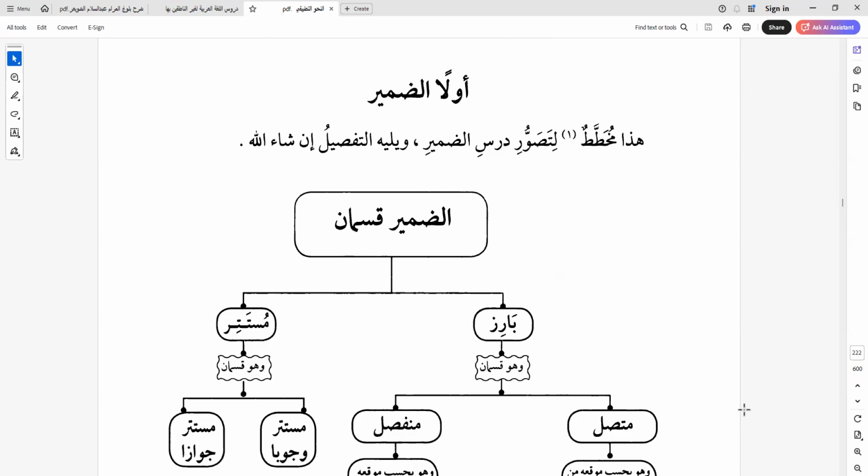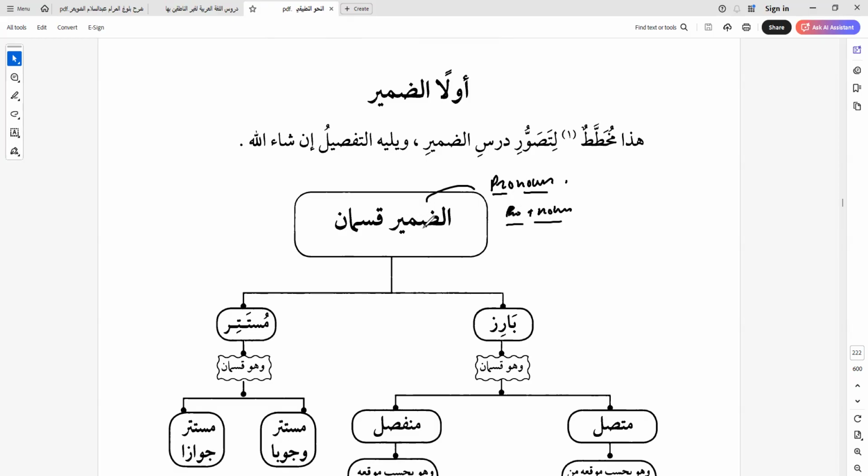But before we do, the writer would like us to look at this مخطط, this diagram. أولا الضمير. This diagram, or scheme, is giving us the overall picture of ضمير in Arabic. And when we say ضمير, this is what in English we call pronoun. So it's a noun, something in relation to a noun.